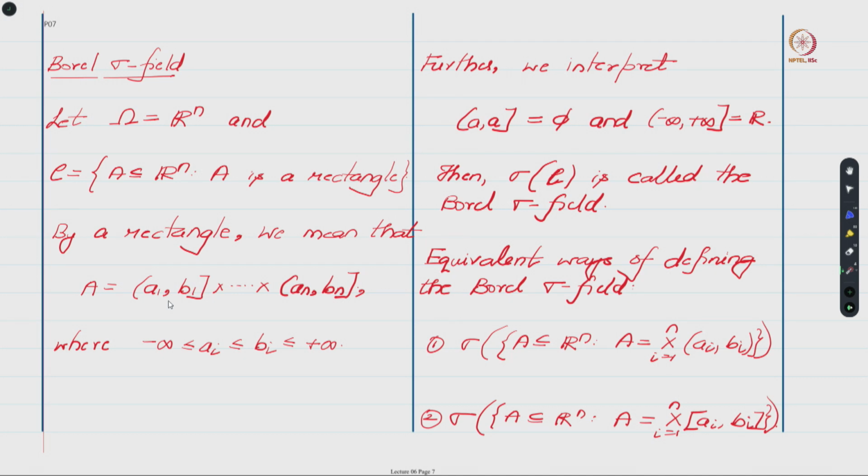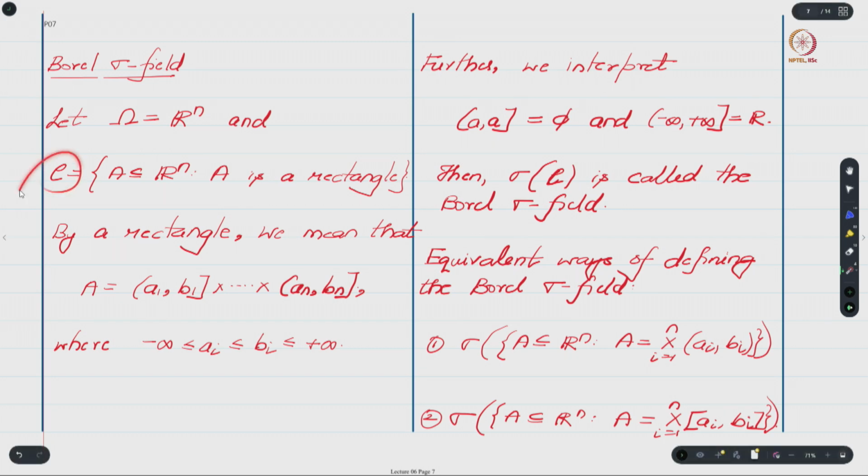Again we allow your Ai to be any number which is either minus infinity or strictly bigger than it, and Bi can be any number which is either plus infinity or strictly less than it, and Ai and Bi should satisfy this relation. Okay, so any set which can be written in this way we will refer to as a rectangle, and you collect all these rectangles together and put them in this collection C, right.